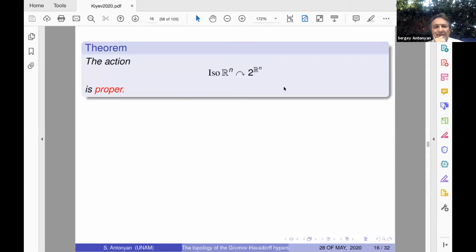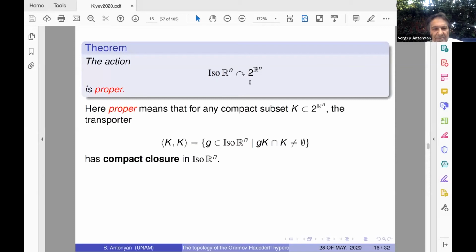let's go ahead. The natural action of the isometric group here is proper in the following sense. Since this hyperspace is locally compact, I'm giving here an equivalent form. Proper means that if we take any compact subset K, then this set in the group, which is called the transporter from K to K, consisting of all those elements G such that GK intersects K, has compact closure.